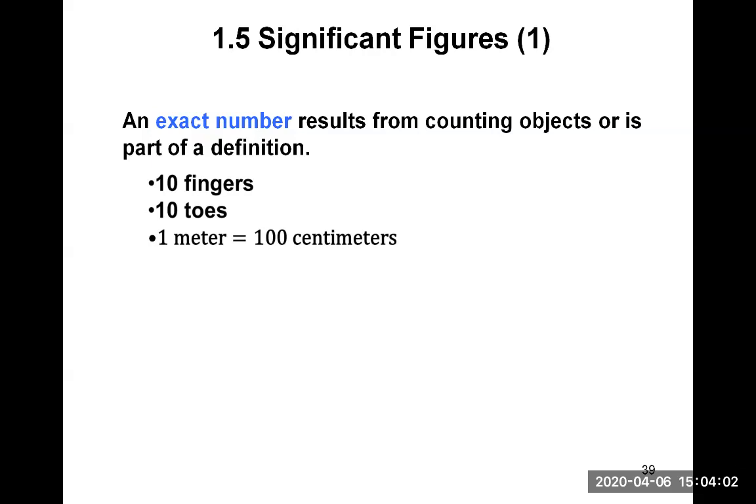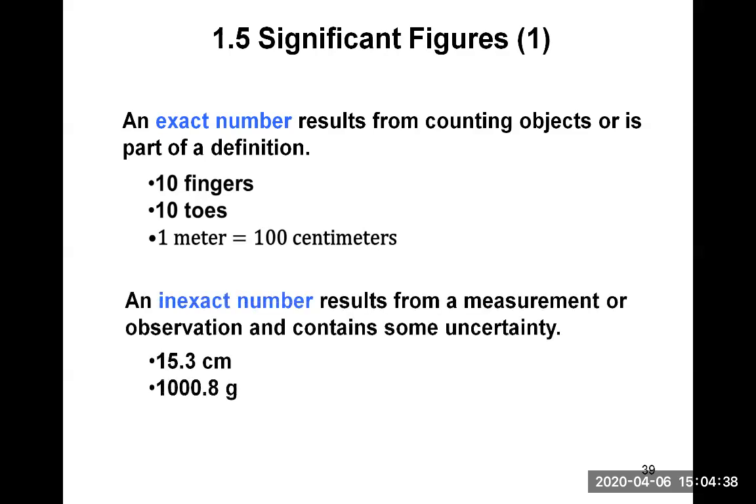Another way that we encounter exact numbers is when we have those equalities from the metric system, especially. The metric system has been established to have exact values between units. And so by definition, a meter is exactly 100 centimeters. And so the 1 and the 100 are exact numbers, which means you could add 0.0 and many zeros and it would still be the same value.